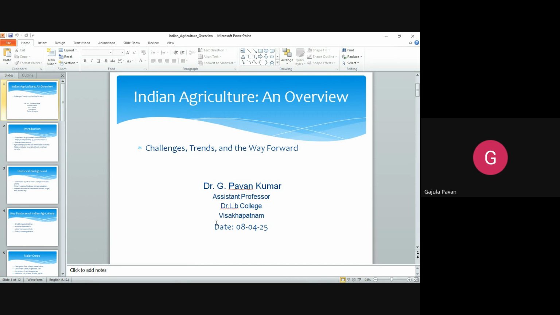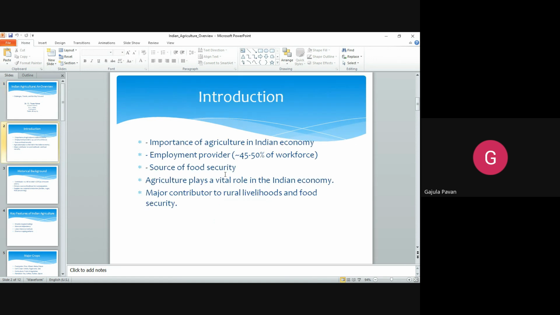Continuing the last session, some important issues relating to the Indian agriculture. There are three important concepts in the first block. That is Indian farmers' beliefs and practices. Another one is agriculture and Indian economy, and another one is the importance of the agriculture sector.